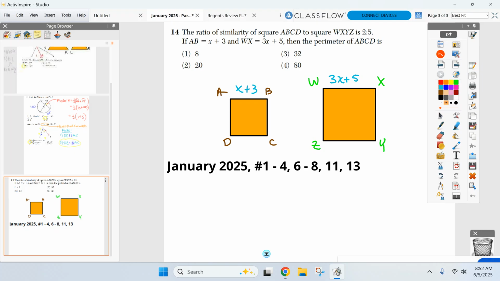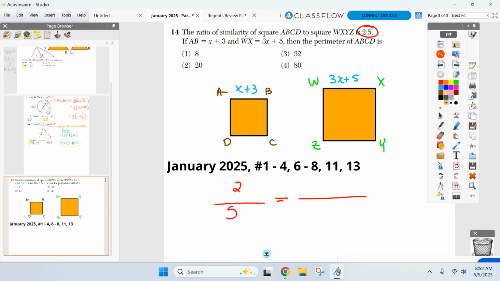We are used to having triangles similar. All right, this is the first time we've seen squares be similar. But we are told they are in a ratio of 2 to 5. So we can start building here because the sides are in proportion. And I already know that proportion. It's 2 to 5. They gave it to me.